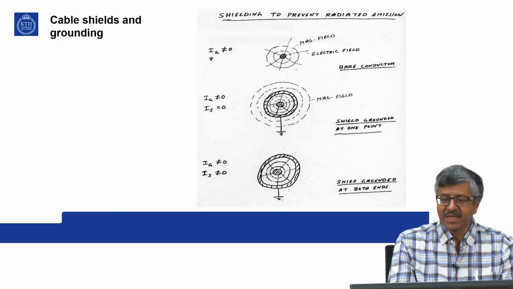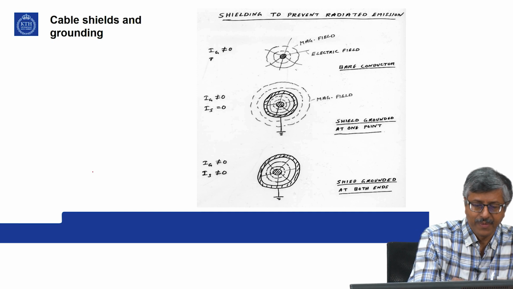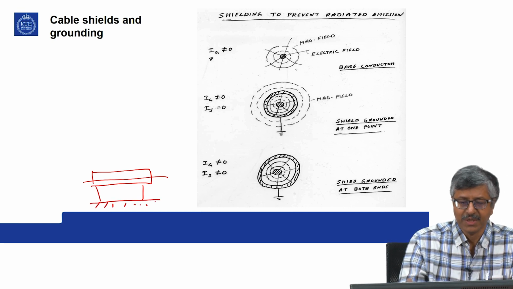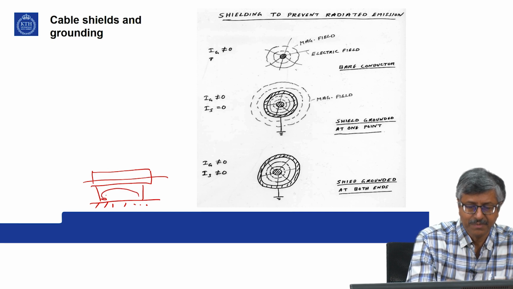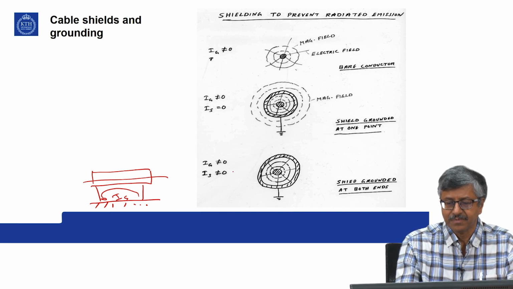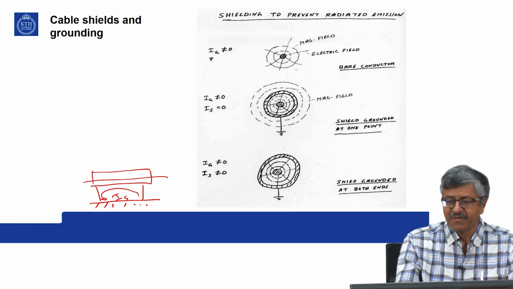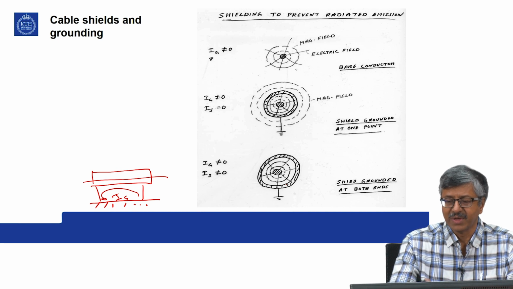But in another case, both ends of the shield are connected. So, if you have a shielded wire like this, you are connecting both ends to the ground, then you have a circulating shield current. So, Is is not equal to 0. So, in that case, you are confining the magnetic field also to the inside of the shield. So, you are not letting out any magnetic field outside.